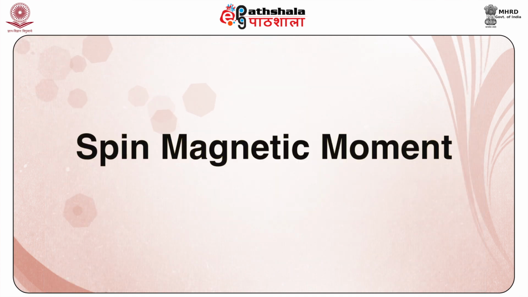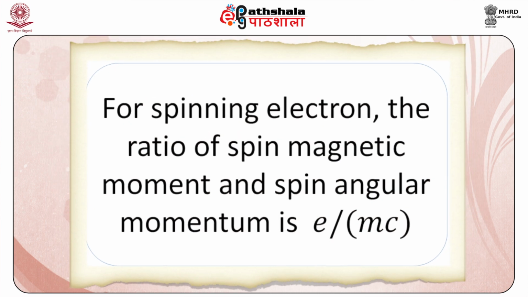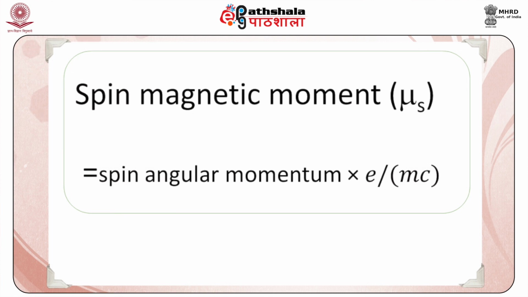Spin magnetic moment. As we can see, the ratio of the orbital magnetic moment, e omega r squared upon 2c, and the orbital angular momentum, m omega r squared, is e upon 2mc. For a spinning electron, the ratio of the spin magnetic moment and the spin angular momentum is e upon mc. Therefore, we can write the spin magnetic moment mu s equals spin angular momentum into e upon mc.